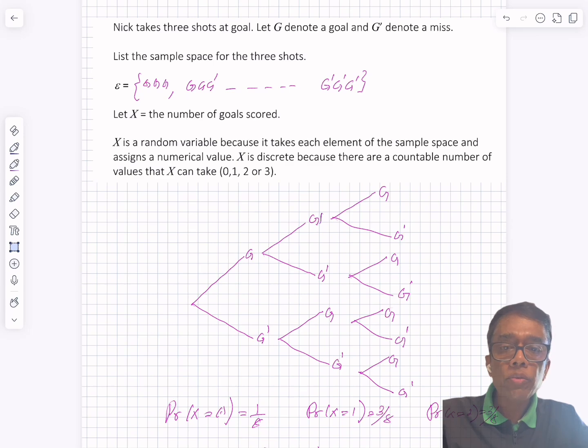In my previous video, I explained what a random variable is. In this video, I am going to explain what probability distributions are.